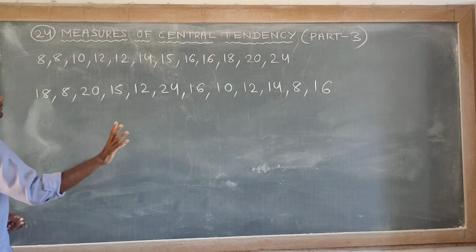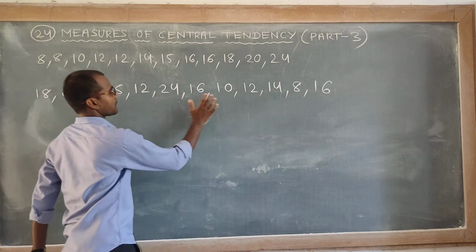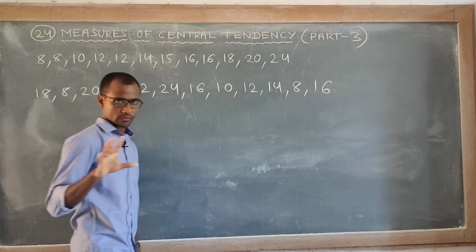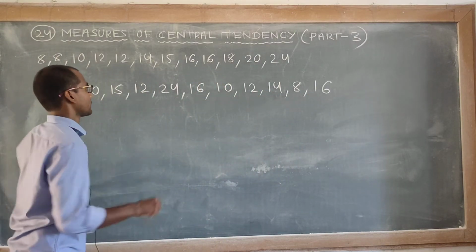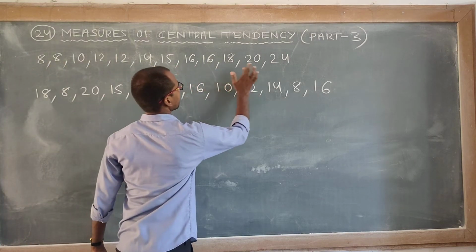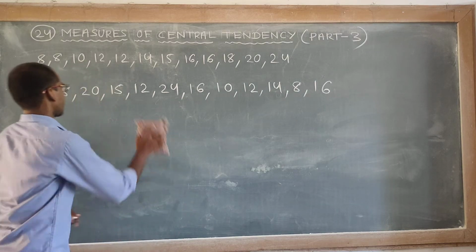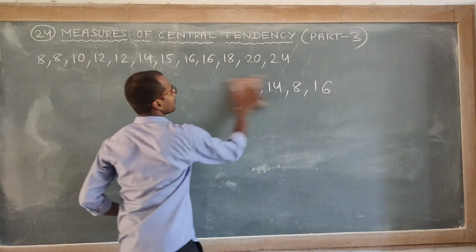First thing, we should not miss any number. Count the number of students: 1, 2, 3, 4, 5, 6, 7, 8, 9, 10, 11, 12. There are 12 students. Here count again: 1 to 12. So correct. You have to verify this. You should not drop any datum.